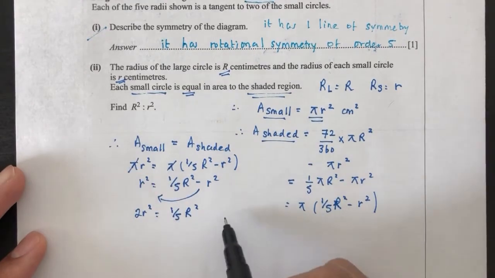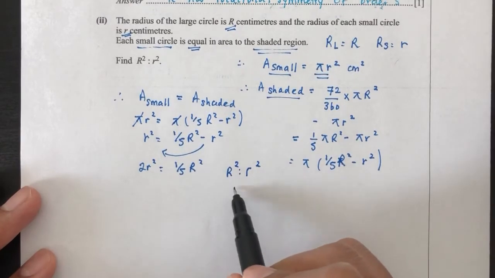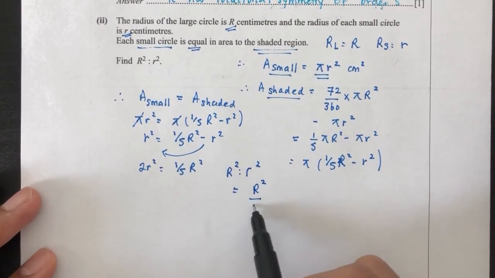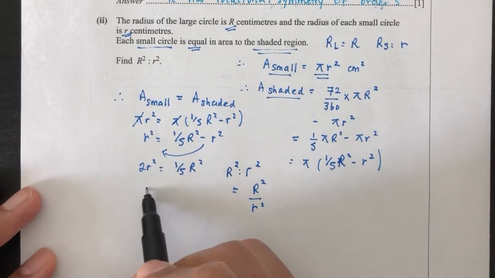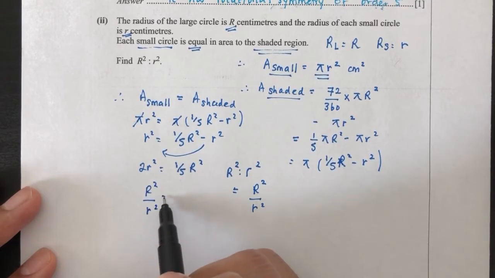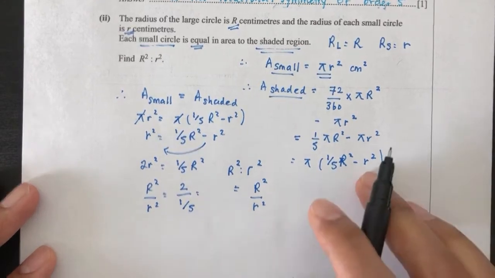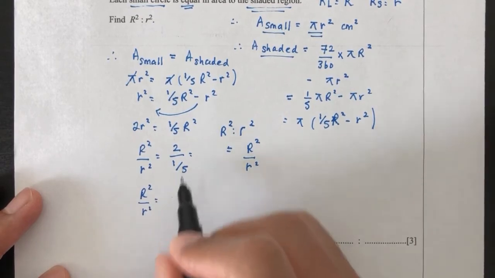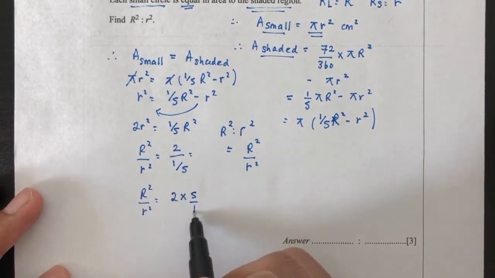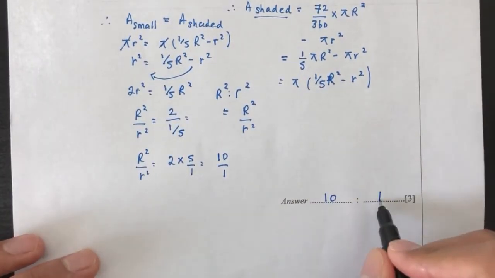So we're trying to find the ratio of R squared to r squared. What does this mean? It means that we have to find the fraction of R squared over r squared. So let's find this from this. We send this to this side. We will have R squared divided by r squared equal to 2 divided by 1 over 5. Let's simplify. R squared over r squared equals 2 times 5 over 1, that will be 10 over 1. So the ratio will be 10 to 1. This will be your answer for part 2.